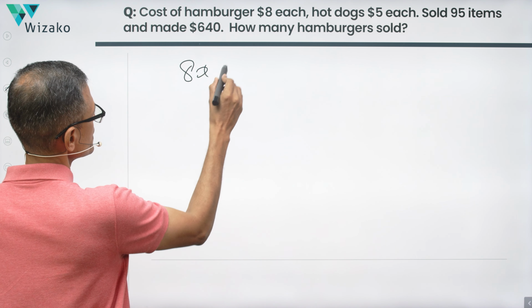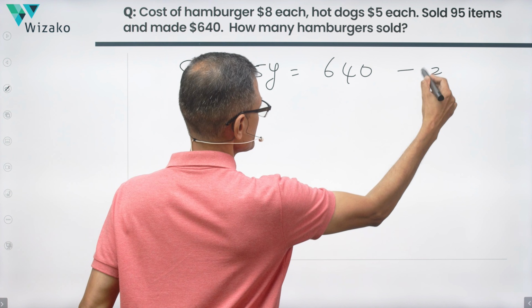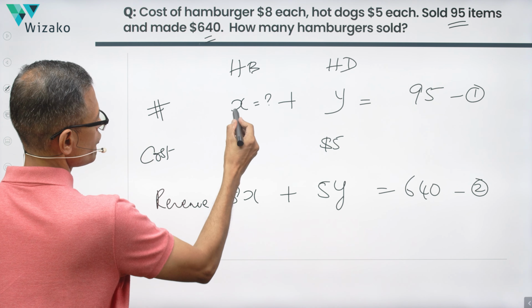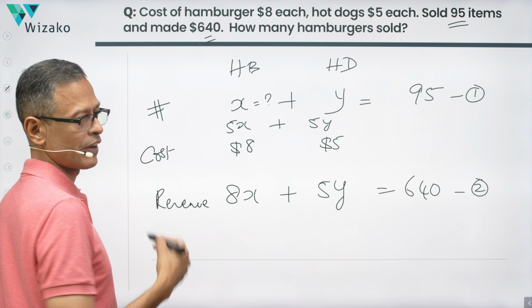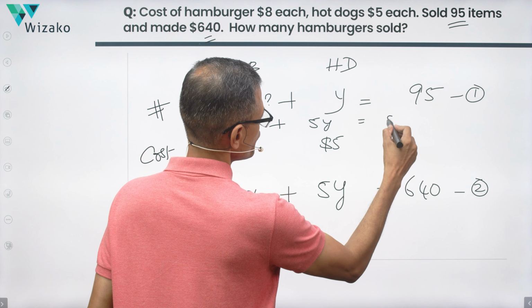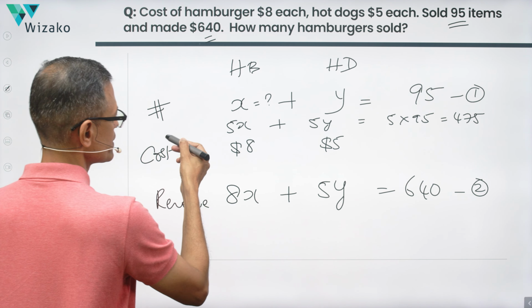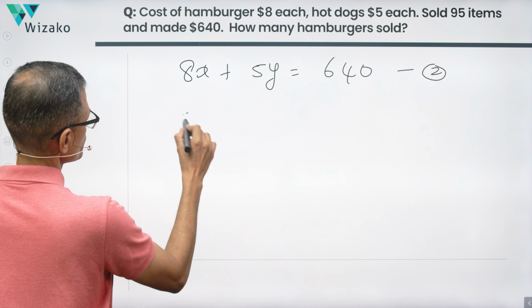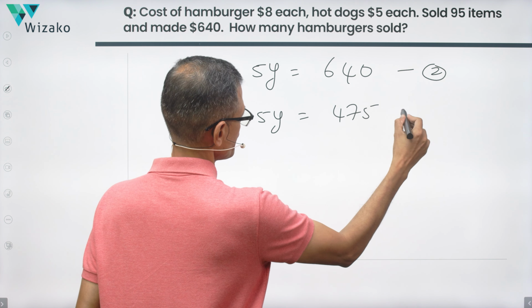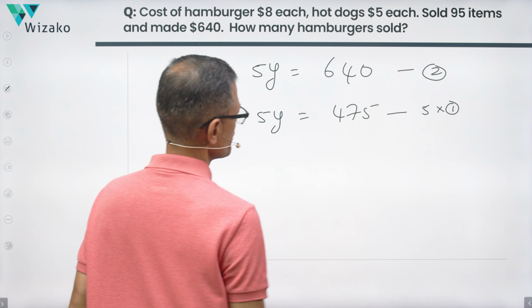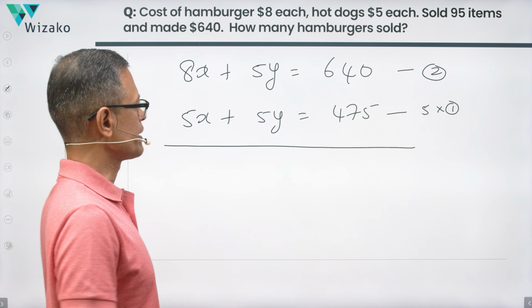So 8x plus 5y is equal to 640 is the second equation. We'll go to the first equation. 5 times this is 5x plus 5y, 5 times of x plus y. So 5x plus 5y is equal to 5 times 95, which is equal to 475. So I'm going to take this equation and write it below this. So 5x plus 5y is equal to 475. So this is 5 times the first equation. Subtract 5 times the first equation from the second equation.